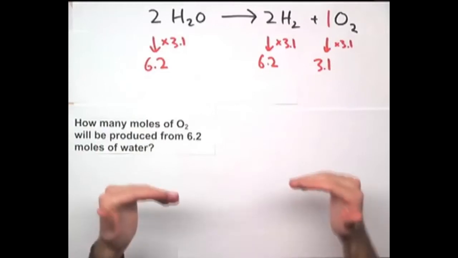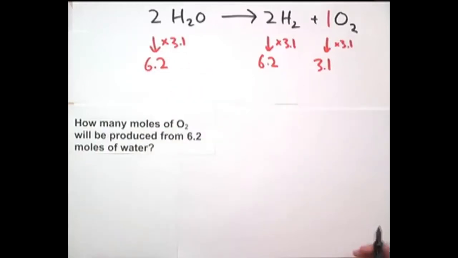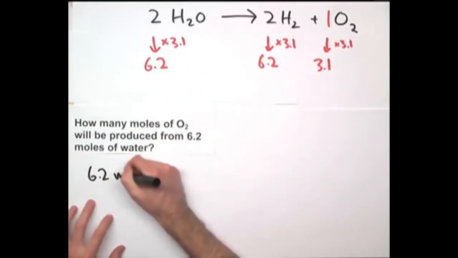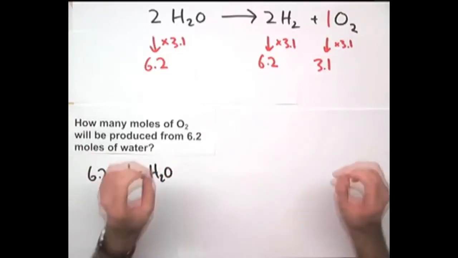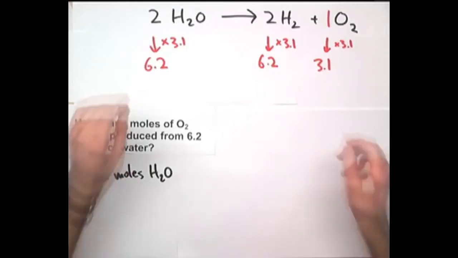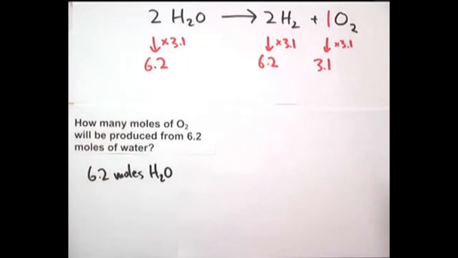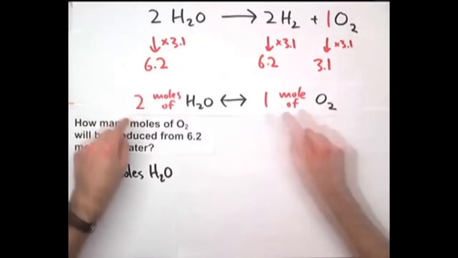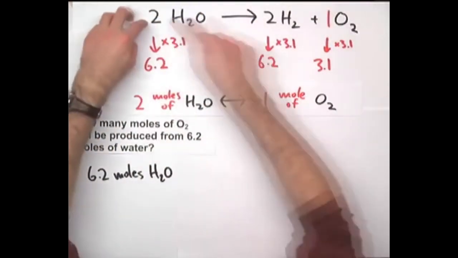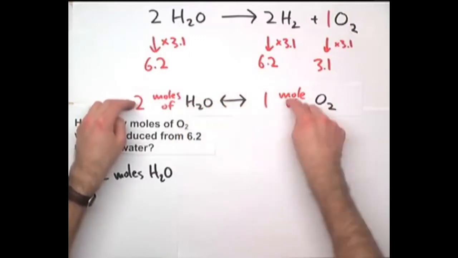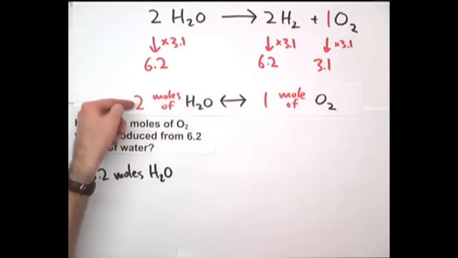Now let's look at how we can do this using conversion factors. What we're going to do is start with 6.2 moles of H2O. Now I want to write a conversion factor that tells me the relationship between the moles of water and the moles of oxygen. We can sum it up with this. It tells us for every 2 moles of H2O, I get 1 mole of O2. 2 here, 1 here. We get this relationship, and I can use this to write a conversion factor.